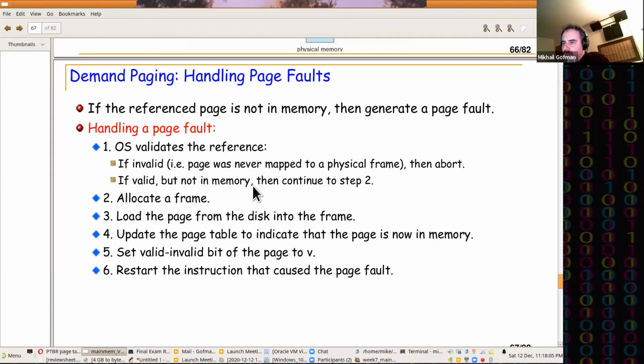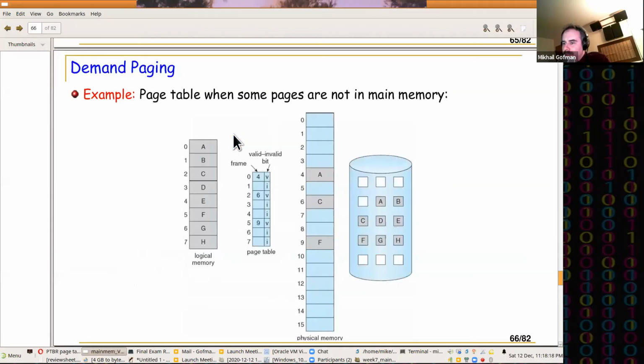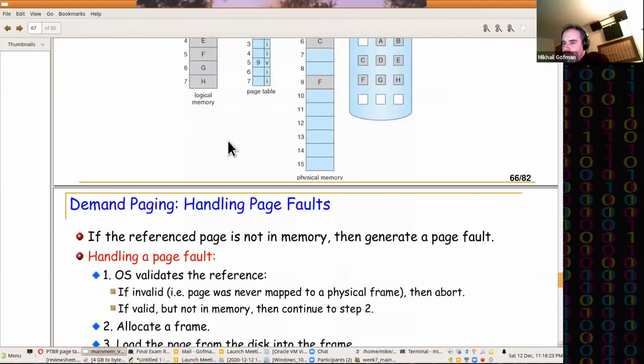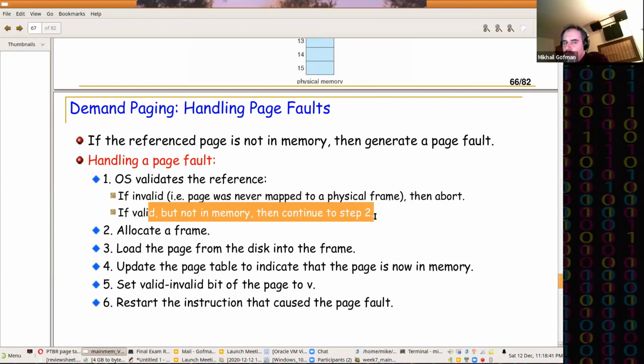Whenever a process tries to access a page whose valid invalid bit in the page table was set to I, a page fault is going to be generated, and the associated page is going to be brought in from the disk. So what is going to happen is that the operating system will validate the page access to make sure it's valid. And if this is an invalid access, then abort. If the access is valid, but the page is not in memory, we will continue on to step 2.